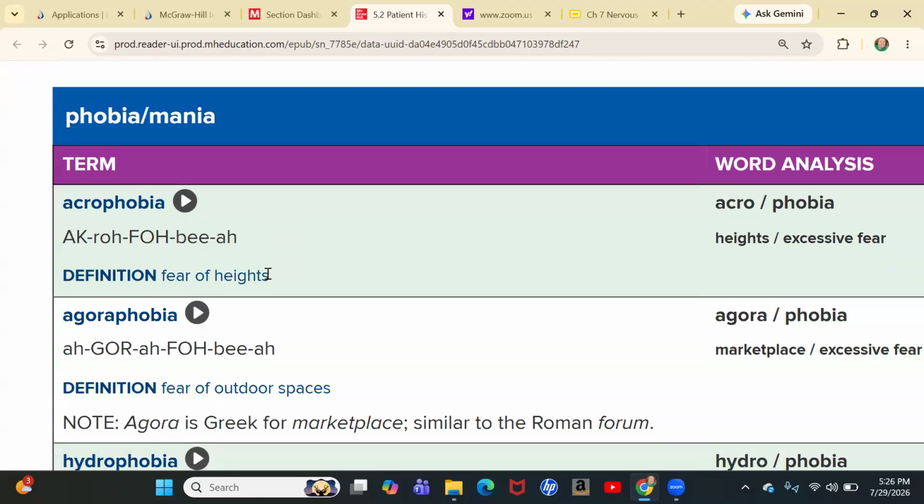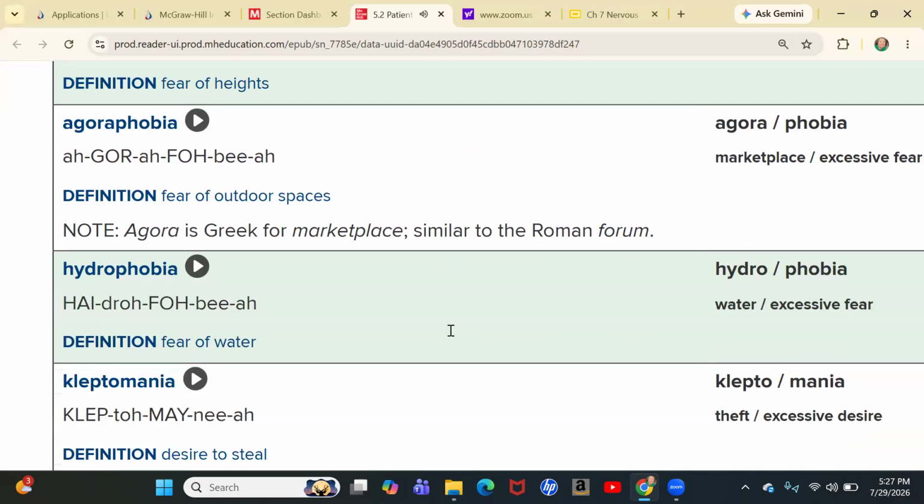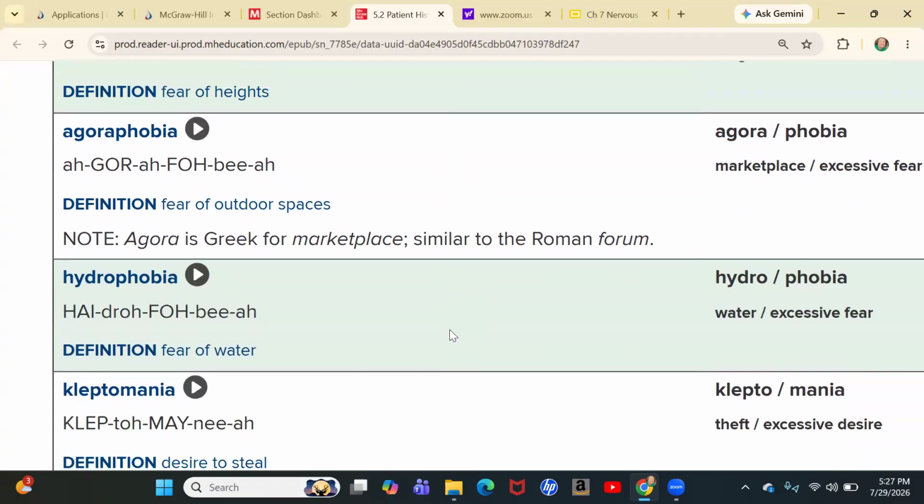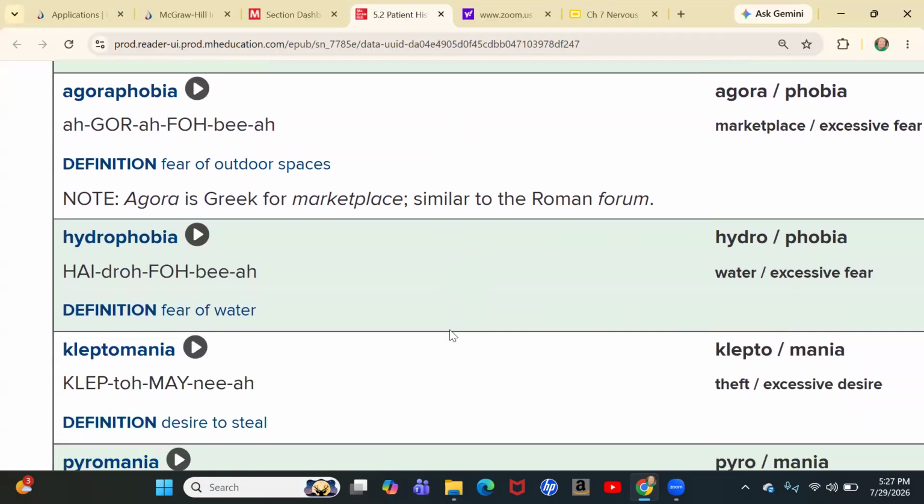When you get into the different knowledge areas of the brain and the different feelings and things that can go wrong there, you have your phobias and your manias. Okay, so agoraphobia or arachnophobia. There you go. And all of these different terms here are, remember, phobia means fear.